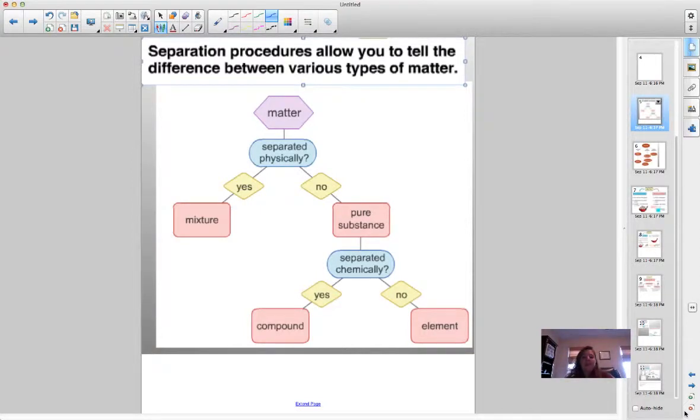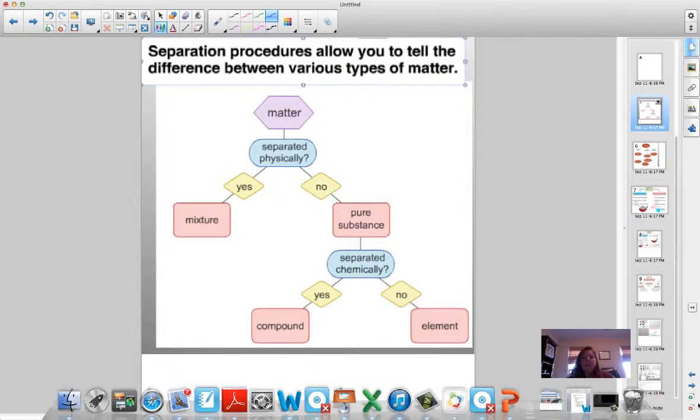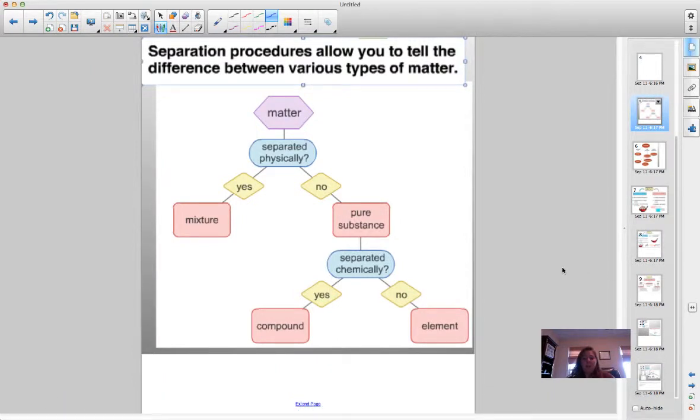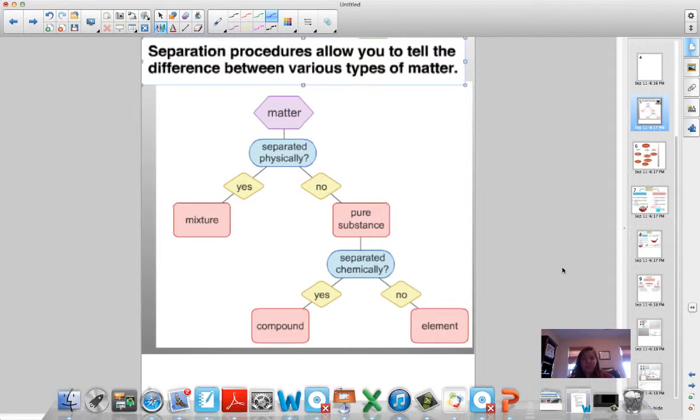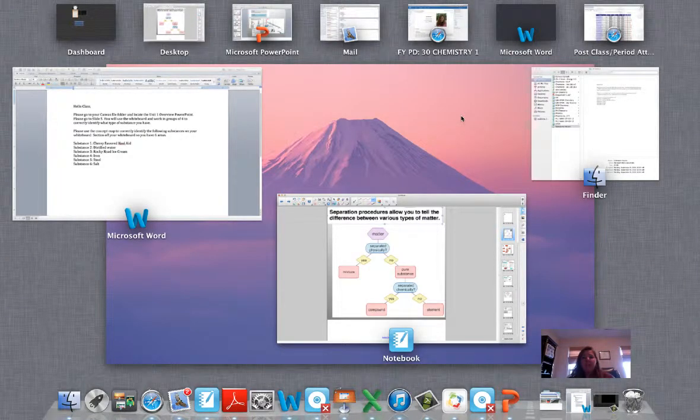Hi class. So now we're starting a new unit and I wanted to just give a brief overview of what we're going to be doing in our next unit. To help you along, I wanted to also just show you where to get the information that you need to be successful in this course.